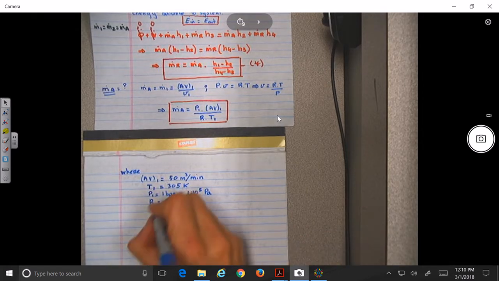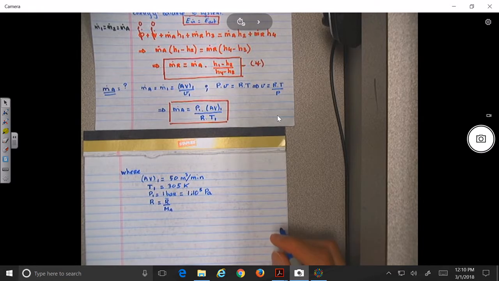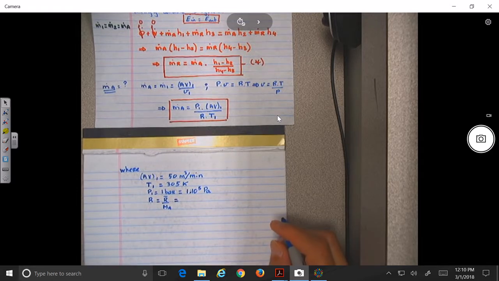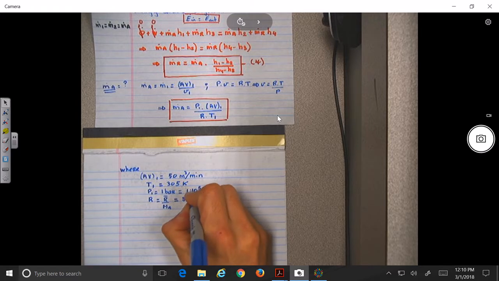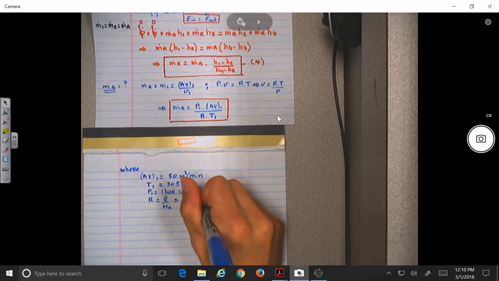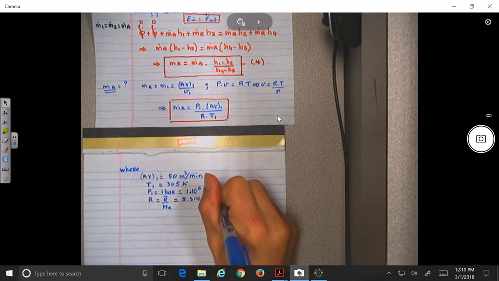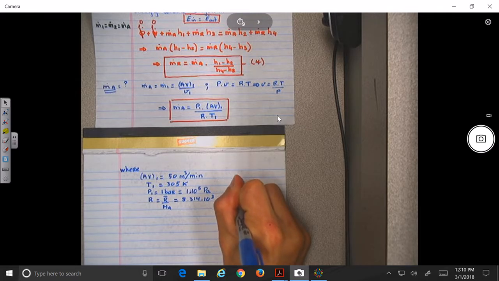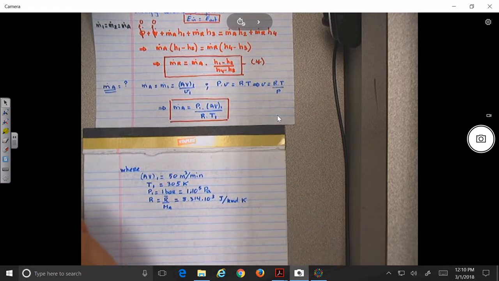What should be R? It should be the universal gas constant divided by the molar mass of the air. So what is the gas constant? 8.314. Okay, so 10 to the 3 joules per kilomole Kelvin, no? Okay, what is M sub A?